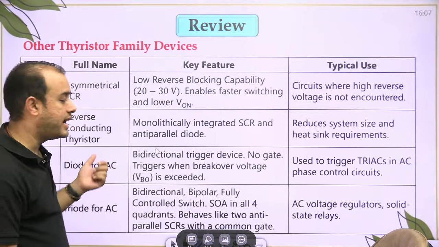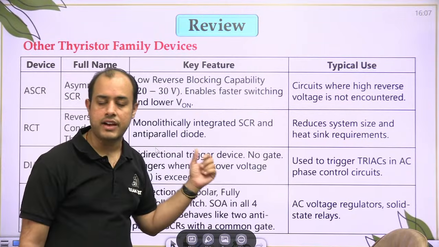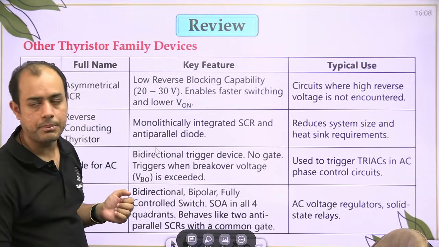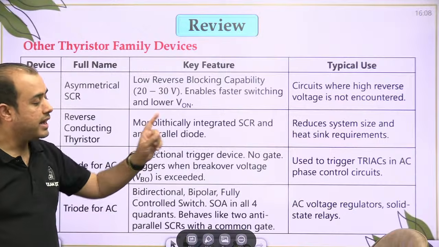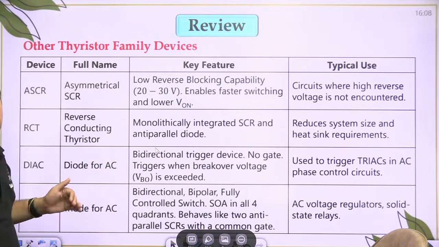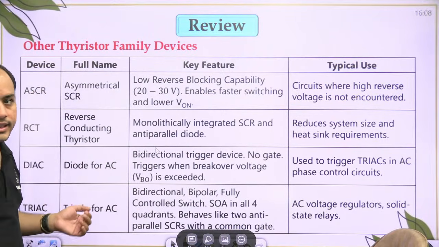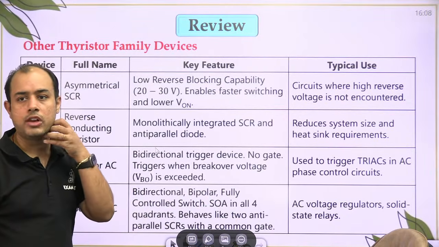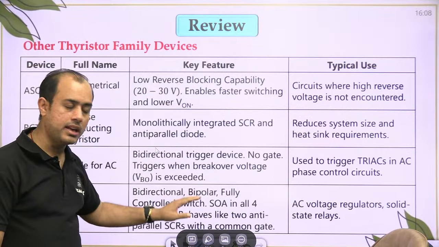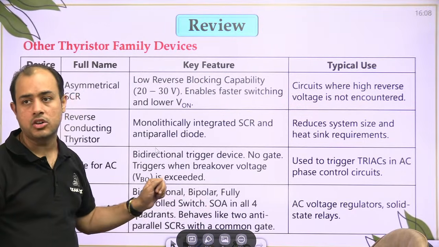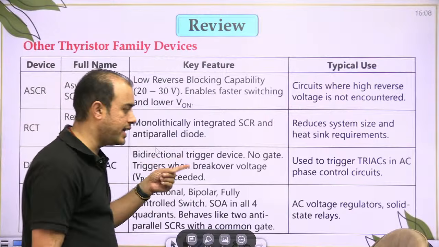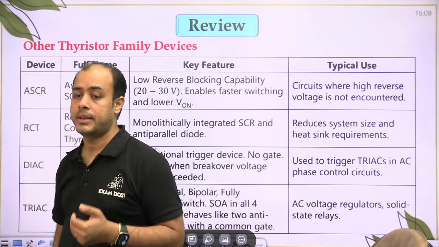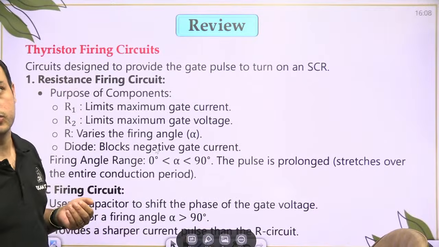Diac is a bidirectional trigger device. It does not have a gate. So it will be triggered whenever we exceed the forward and the backward breakover voltage. It is used to trigger the triac. Triac is triode for AC. It is bidirectional, bipolar, fully controlled. SOA is all 4 quadrant. It is similar to two anti-parallel SCRs with a common gate. It is used in AC voltage regulator and solid state relay, that means a semiconductor switch.